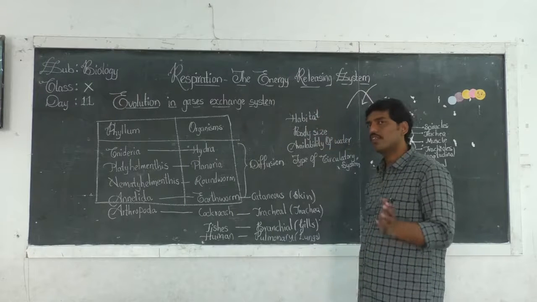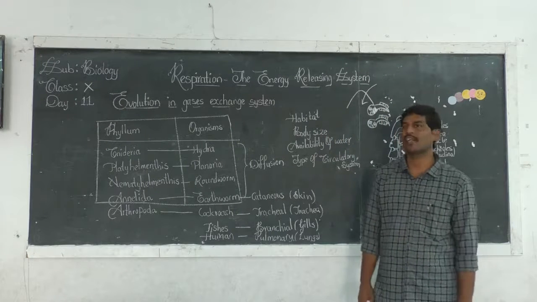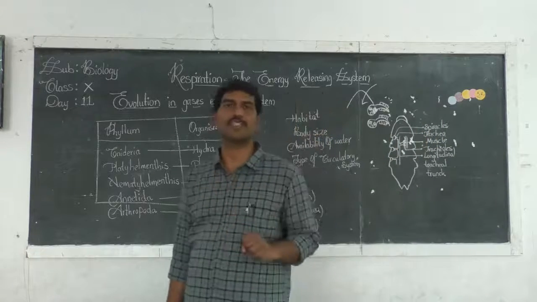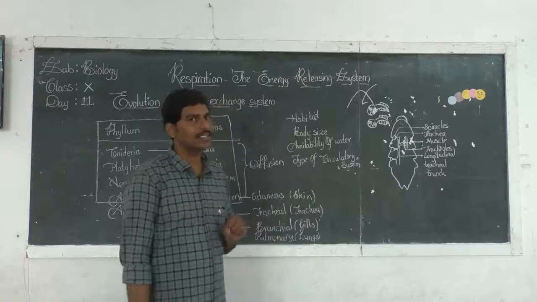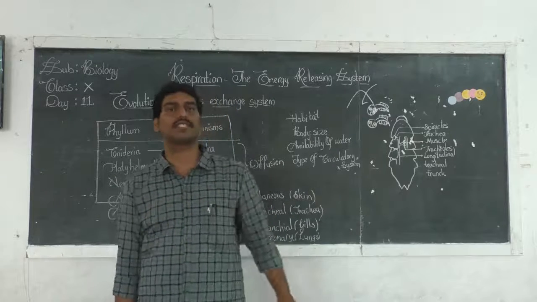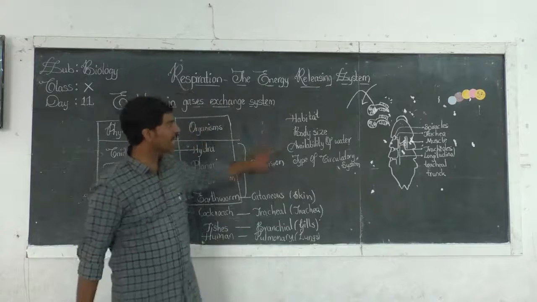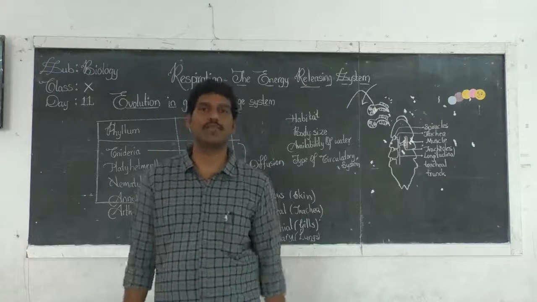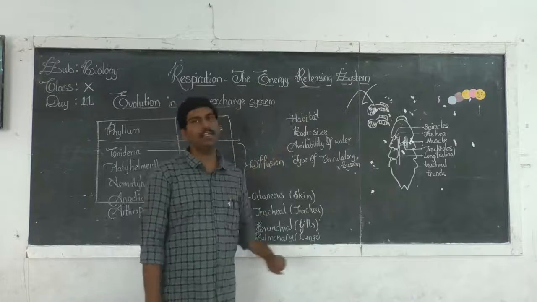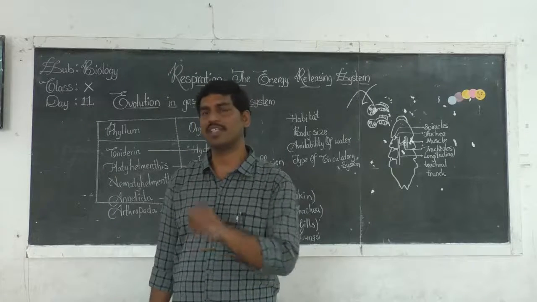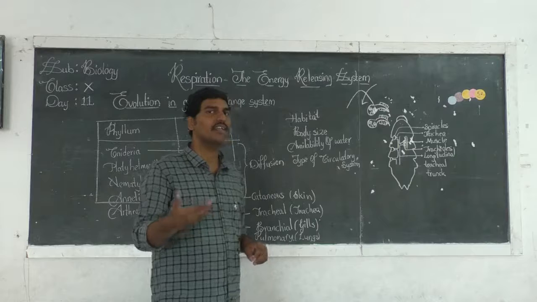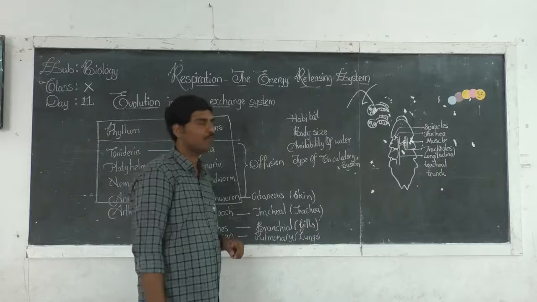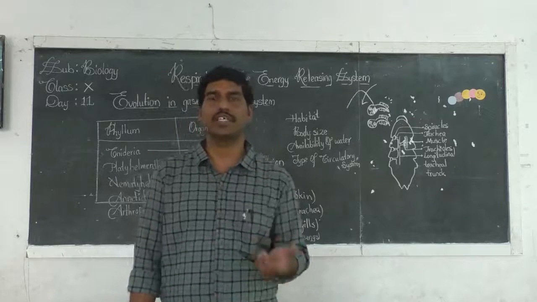Let us see how the evolution of the gas exchange system has taken place from one organism to another. Different organisms have different types of respiratory systems. The type of respiratory system depends upon a few factors, like the habitat where the organism lives, and second, its body size, whether it is unicellular or multicellular, and what the level of organization or development is. So that is about body size, and then the availability of water, the quantity of water.